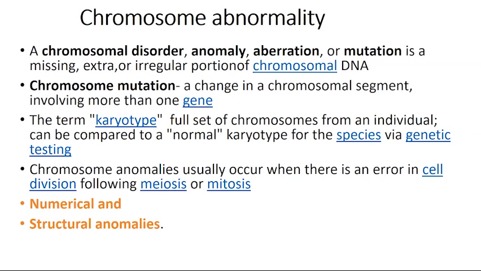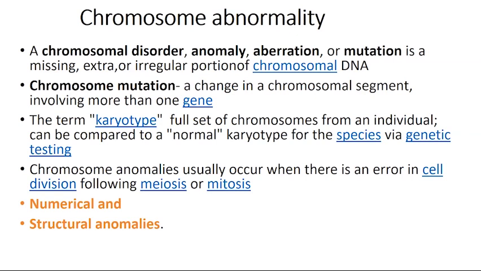That is, you take the pattern of these chromosomes and see all the structures, whether all the limbs of the chromosomes are normal, and if one is missing or one part of the chromosome is absent, that is what we say is genetic testing. And this is the term karyotyping. Then we see whether this number of chromosomes is present or this is missing. That is all what we say as karyotyping. Chromosome anomalies usually occur when there is an error in cell division following mitosis or meiosis.